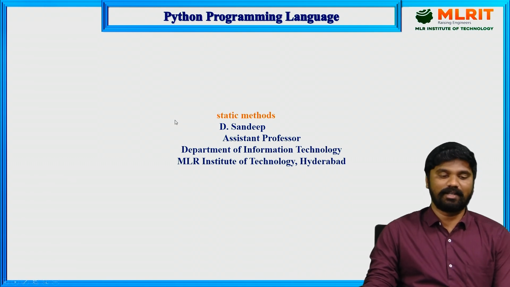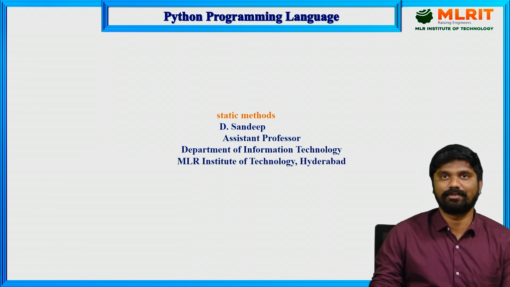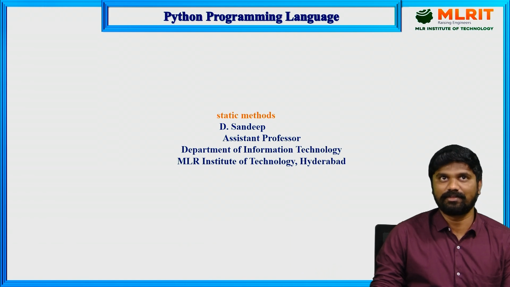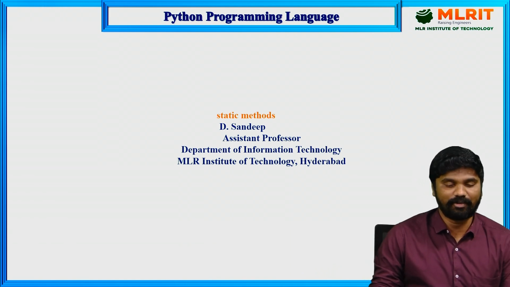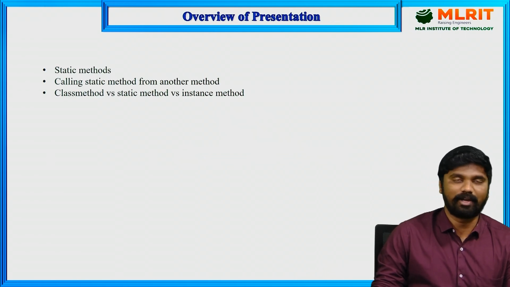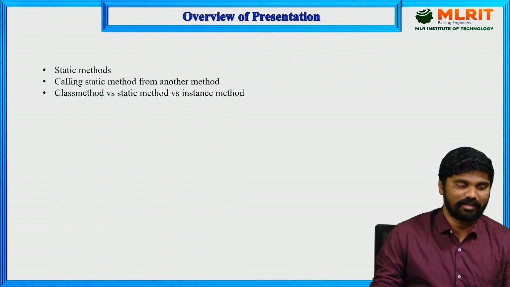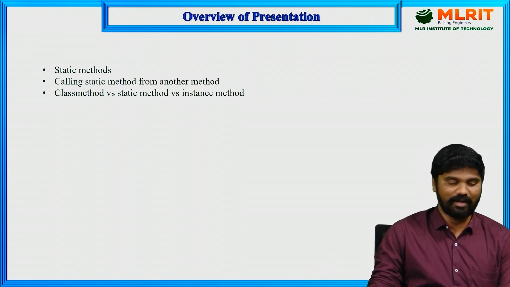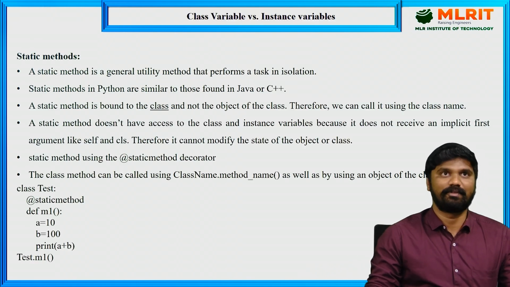So in the previous discussion, we discussed instance variables and instance methods, and also static variables as well as class members. Now we are going to discuss static methods, and how we are going to call a static method from another method. And finally, the differences between the class method, static method, and instance method. Right? First, what is the static method?